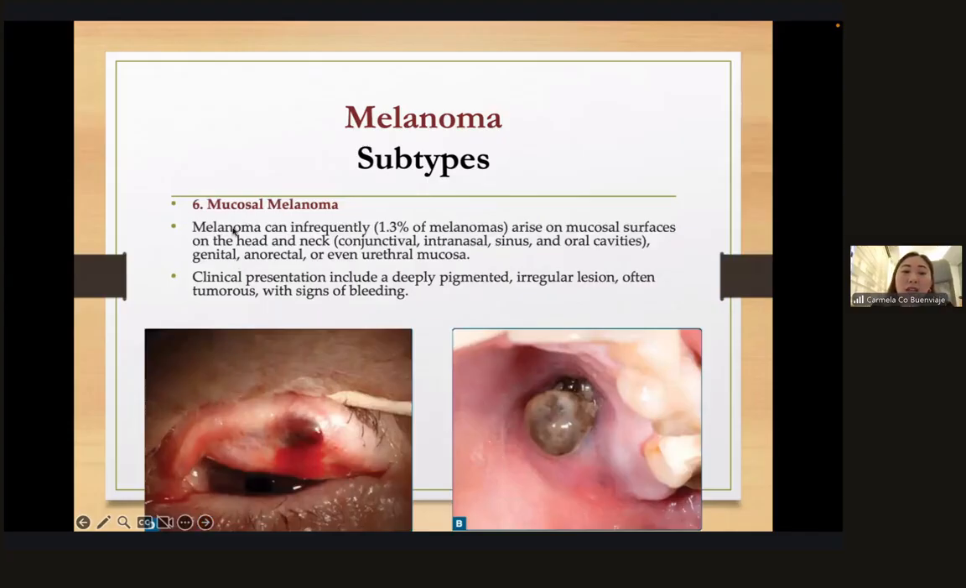Next would be mucosal melanoma. Melanoma can infrequently arise on mucosal surfaces of the head and neck regions, genital, anorectal, or even urethral mucosa. Clinical presentation includes a deeply pigmented, irregular lesion, often tumorous with signs of bleeding.